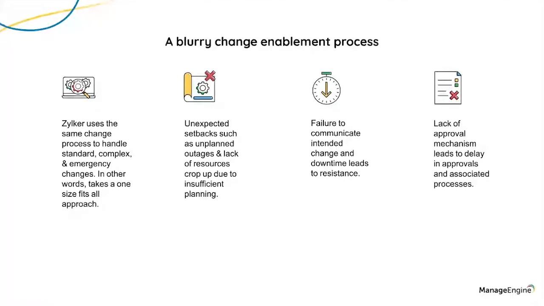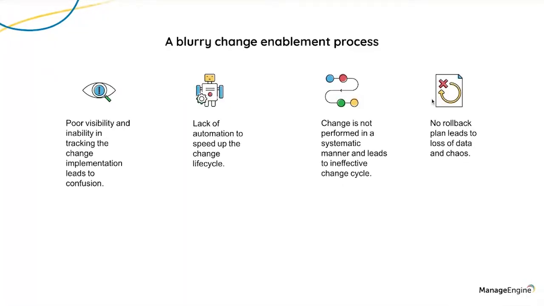Now, on the communications front, again, they faced a lot of resistance and dissatisfaction from their employees because they failed to communicate the change and its associated downtime. Meanwhile, the change was kept stuck in a change queue because they had just one change advisory board handling all the different types of changes, which led to delays in their change process.